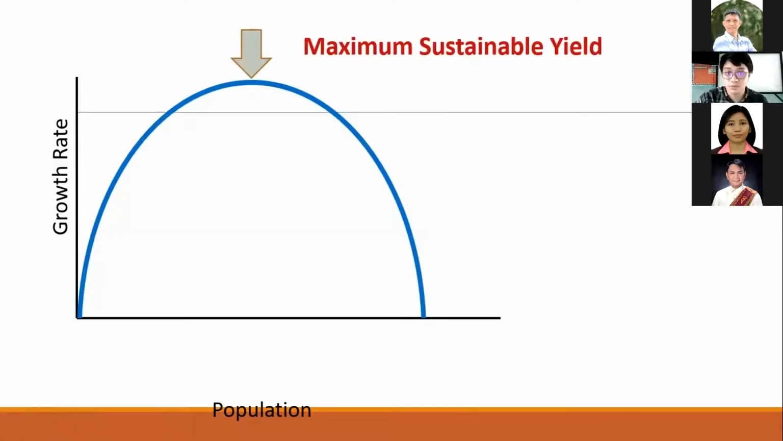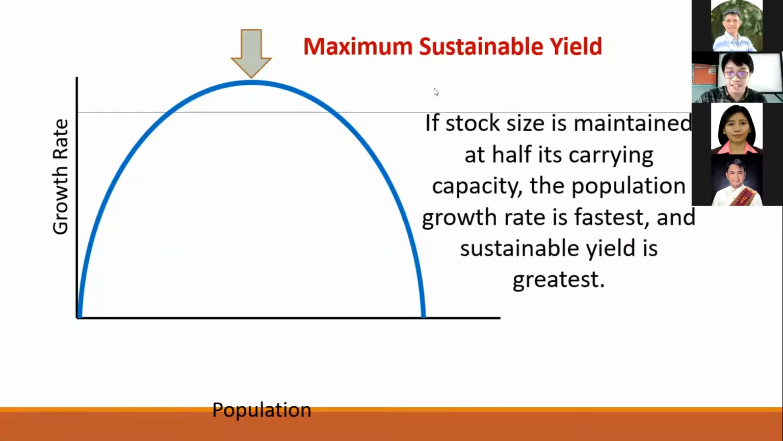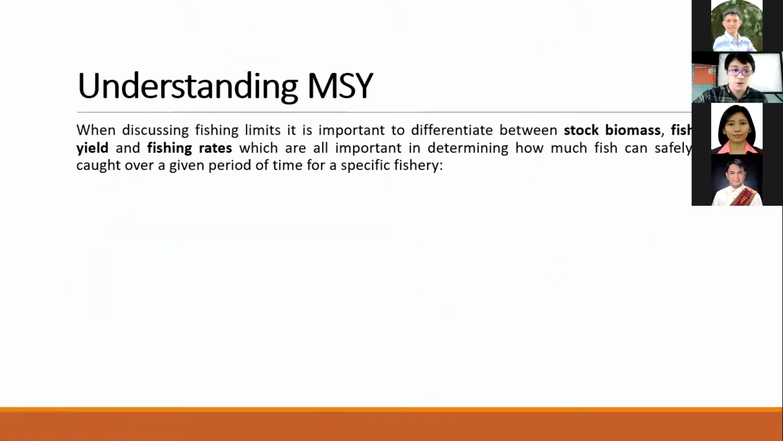So that line is what we call the maximum sustainable yield. If stock is maintained at half its carrying capacity, the population growth rate is fastest and the sustainable yield is greatest. So we need to understand this MSY with the help of some concepts like stock biomass, fishing yield, and fishing rates.